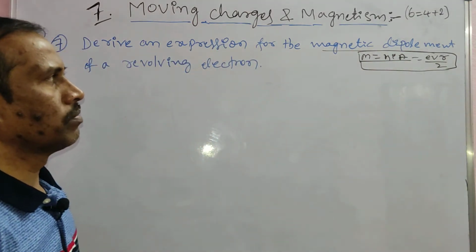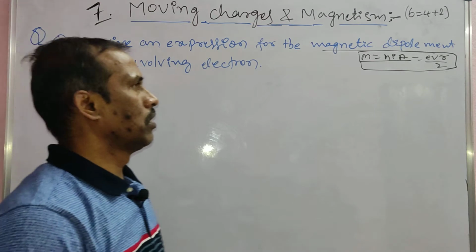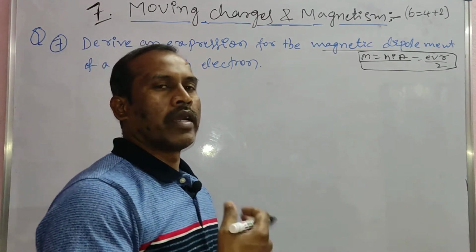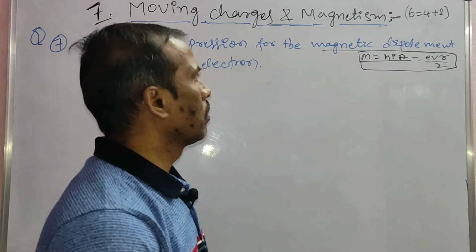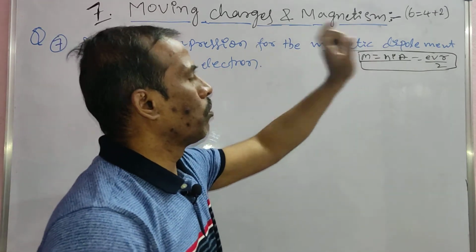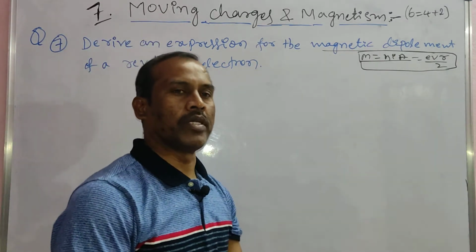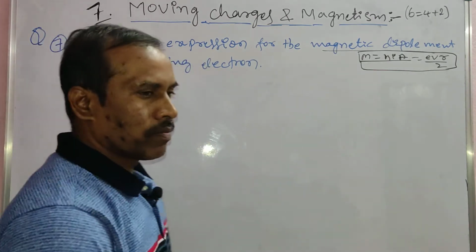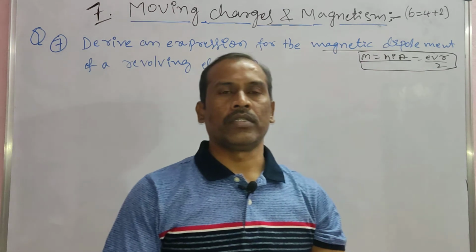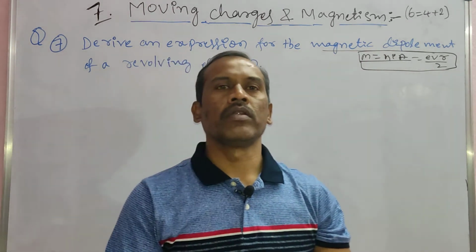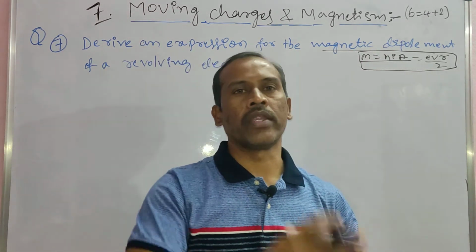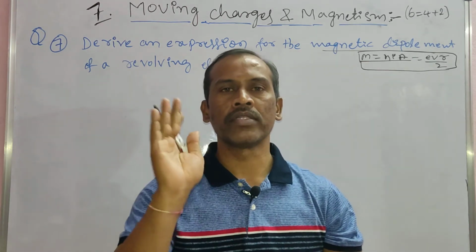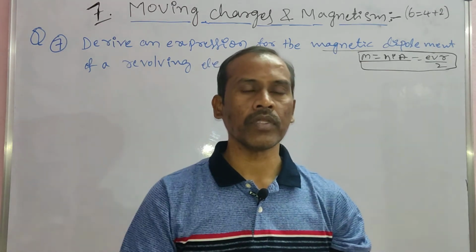Here e is the electron charge, v is the speed of the electron, and r is the radius of the circle. This is the magnetic dipole moment, M. Now first of all, what is the current? The charge passing through a point per second is called current.